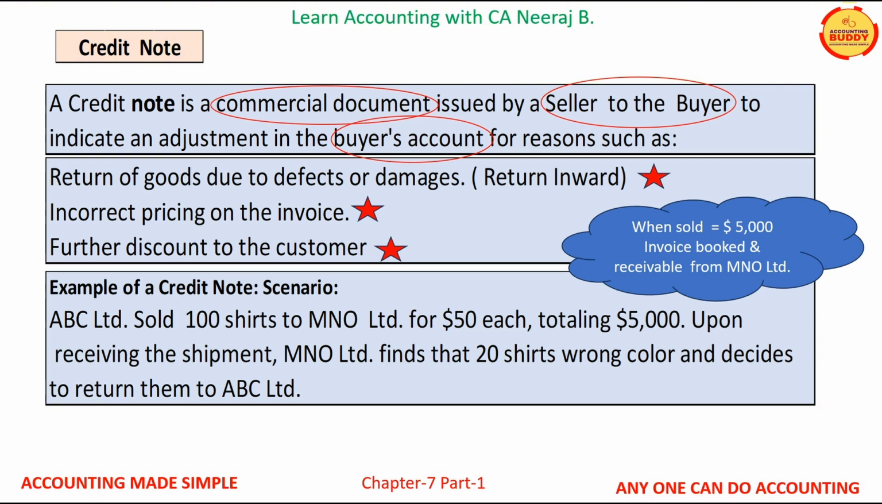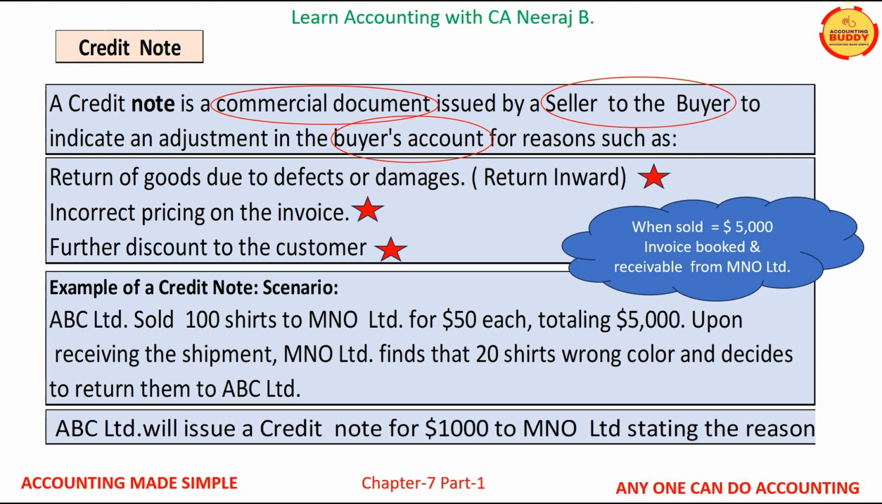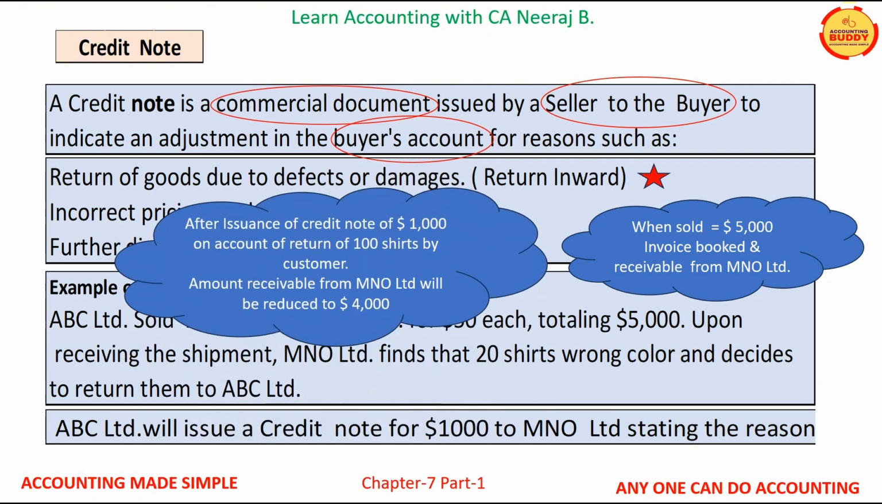However, after the issuance of the credit note of $1,000 on account of return of 100 shirts, the balance recoverable from MNO Limited got reduced to $4,000. This explains the business scenario under which the credit notes are issued and their impact on accounting.